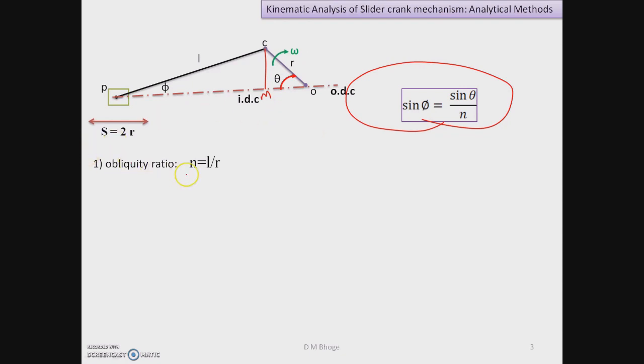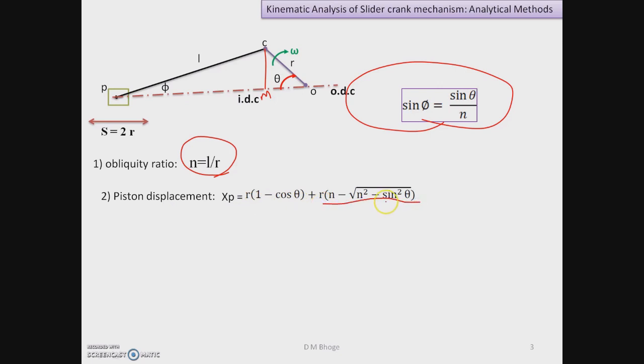Next relation is obliquity ratio, which is equal to n, and which is defined as the ratio of length of connecting rod to the length of crank. Next is the instantaneous displacement of a piston xp, which is equal to r into 1 minus cos of theta plus r into n minus under root of n square minus sin square theta.